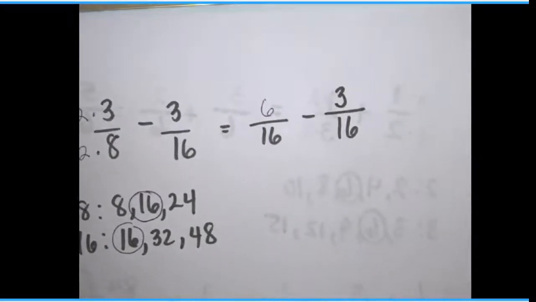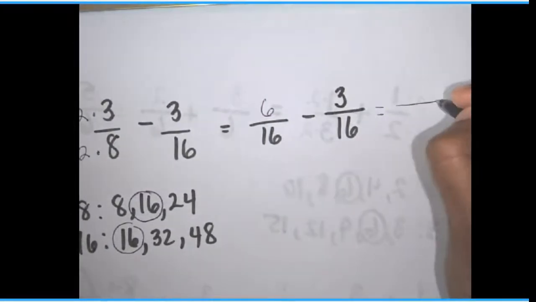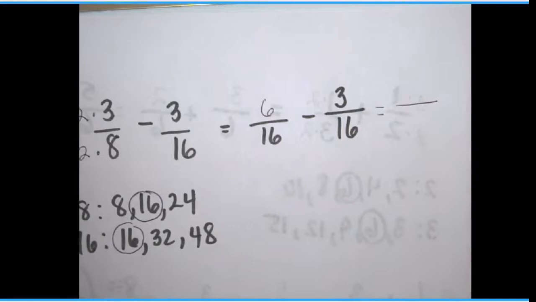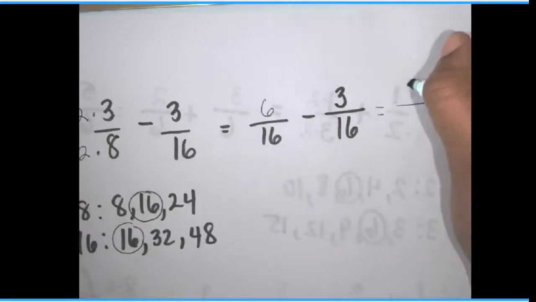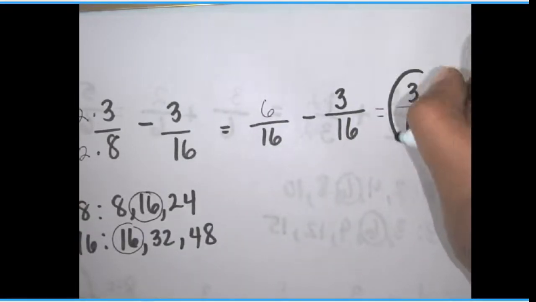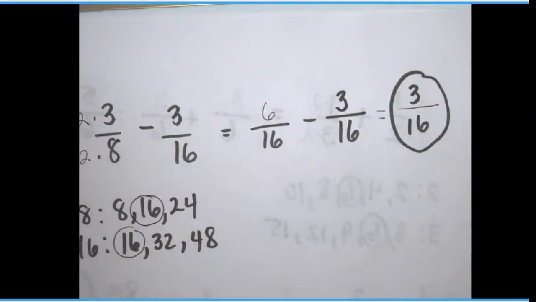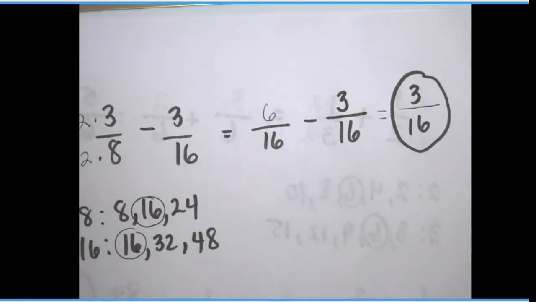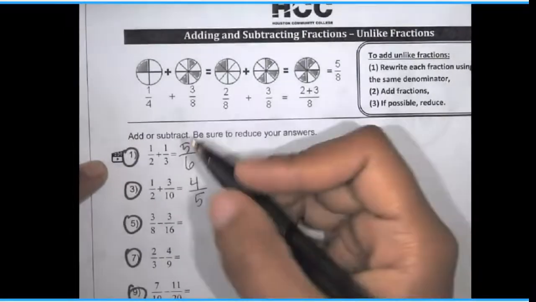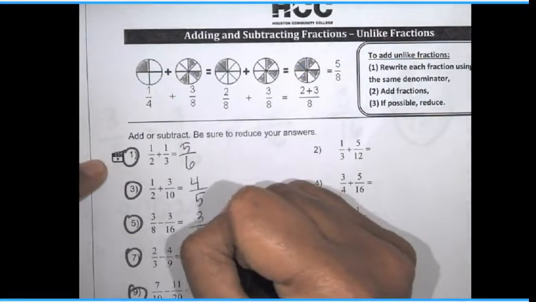Okay, and so now as you can see, we're going to subtract across. So the final answer is going to be 3 out of 16. And that's the answer for number 5. So this one is 3 out of 16 for number 5.